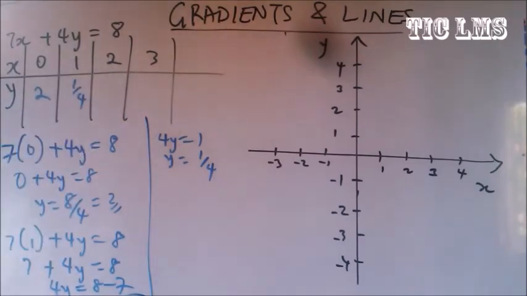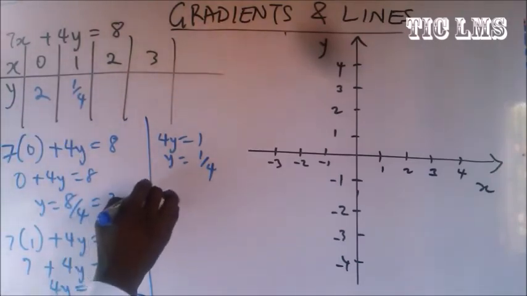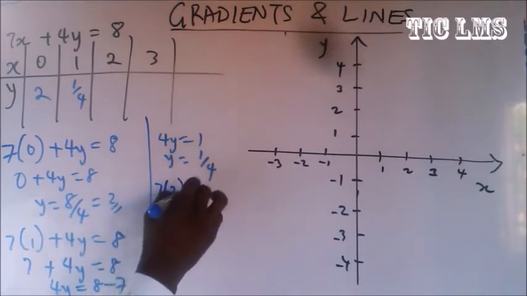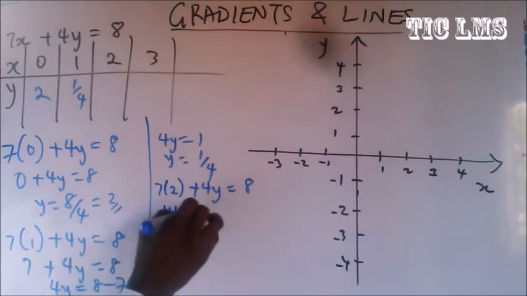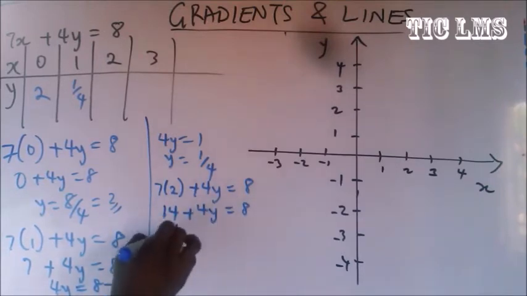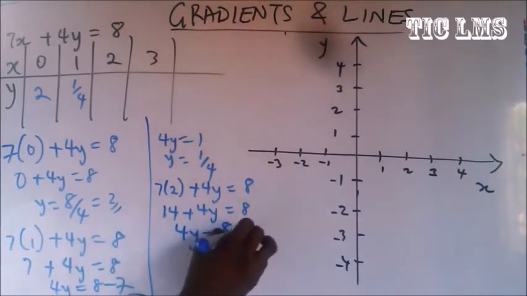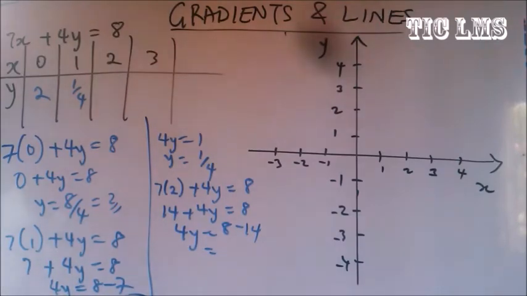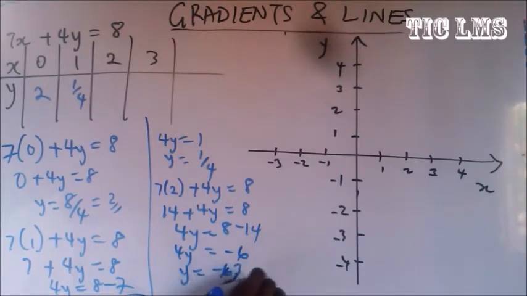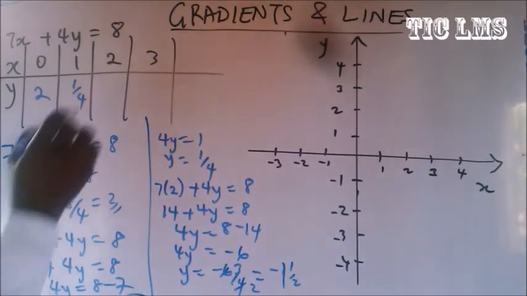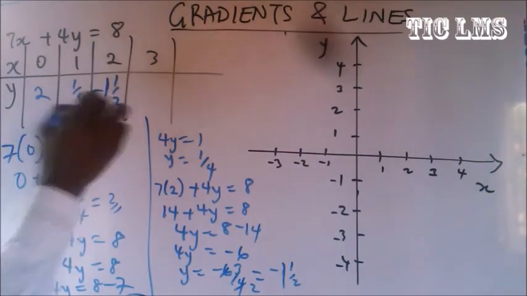Then when x is 2, we'll have 7 into bracket 2 plus 4y equal to 8. And so 2 times 7 is 14 plus 4y equal to 8. So we have 4y equal to 8 minus 14. And that leaves us with minus 6. So y equal to minus 6 over 4. So we have minus 1 and 1 over 2. With this, we have minus 1 and 1 over 2.